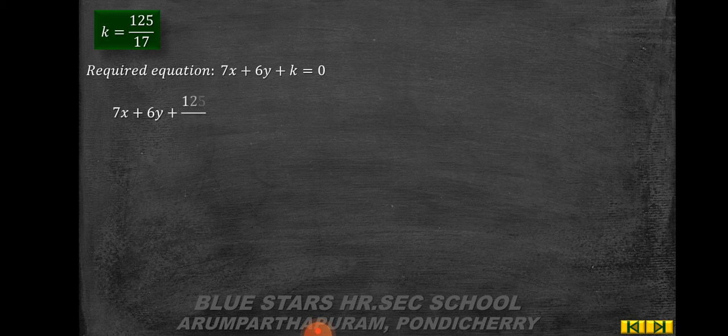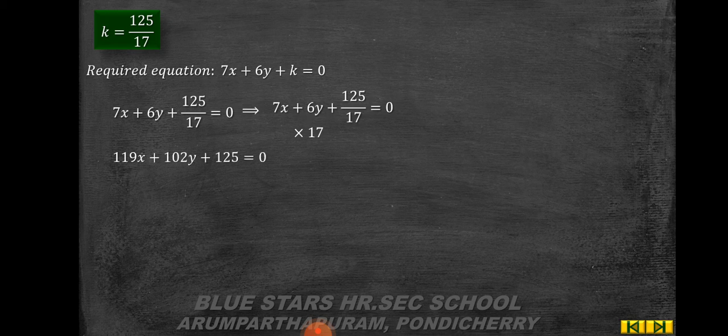Therefore, the required equation is 7x plus 6y plus k is equal to 0. Substituting the value of k, that is 7x plus 6y plus 125 by 17 is equal to 0. Throughout multiply by 17, we get 119x plus 102y plus 125 is equal to 0.